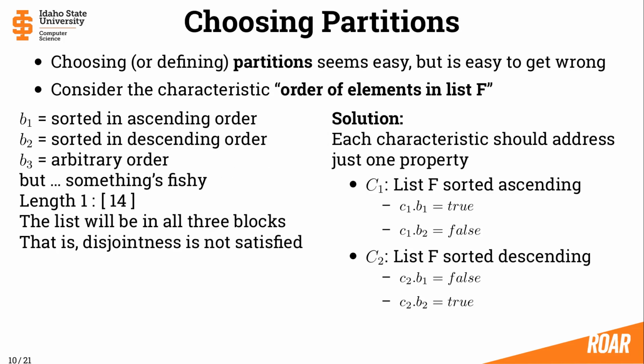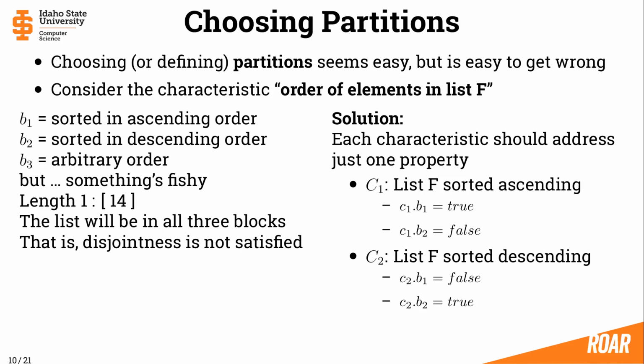once we've figured out the characteristics that we're going to use, then we need to start choosing or defining our partitions. And it seems like it's going to be obvious or easy to do, but it's actually extremely easy to get it wrong, right? For example, consider one of our previous examples, which was the ordering of elements in list F, okay? We start out and we might say, well, what we might want to do is break these down into sorted in ascending order or sorted in descending order, and maybe we just have another block that's arbitrary, okay?